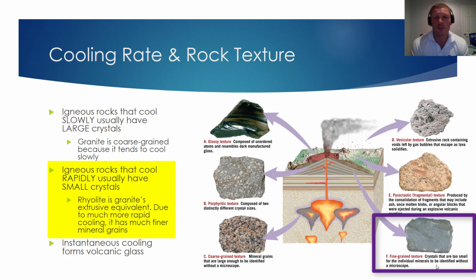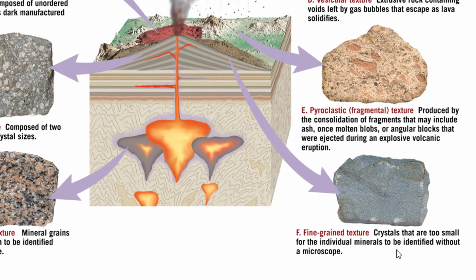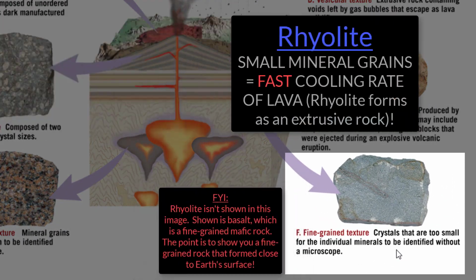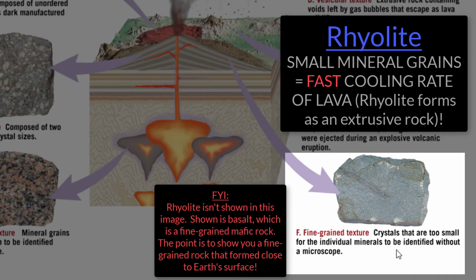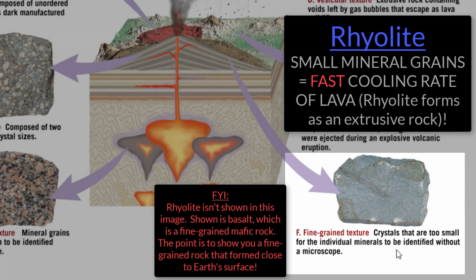In fact, the mineral grains can be so small you can't even see them with the naked eye. You need a microscope. A really good example to consider is rhyolite. And rhyolite is granite's extrusive rock equivalent. Both granite and rhyolite are composed of light-colored silicate minerals, but because rhyolite forms at Earth's surface, it cools much faster than granite would cool. So the rapid cooling rate of rhyolite gives it a fine grain texture, where the mineral grains are far smaller than they would be in granite.